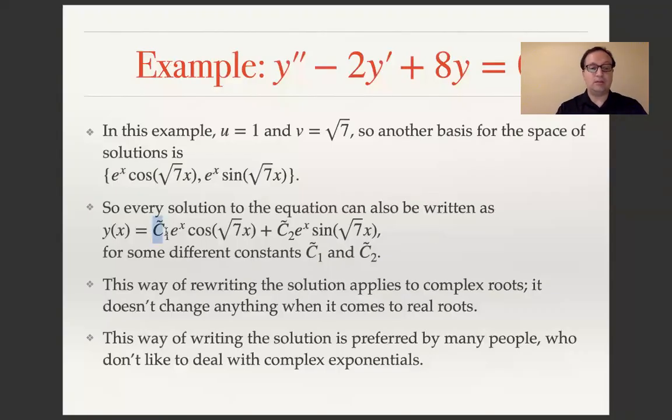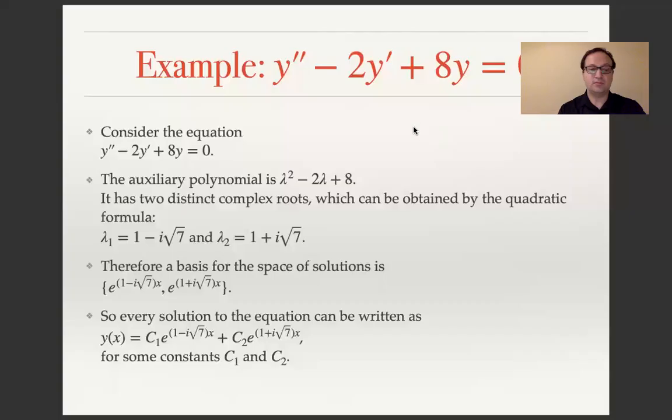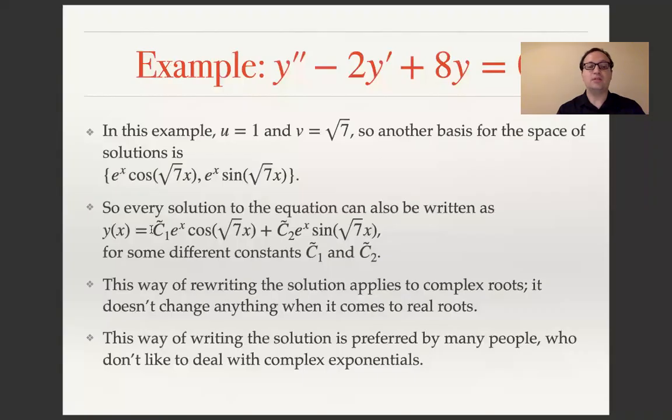Okay, and the constants c1 tilde and c2 tilde are not the same as those in the previous representation of the general solution. So here we have c1 and c2 times these complex exponentials. And again, there exists a very direct relation between c1 and c2 on one hand, and c1 tilde and c2 tilde on the other hand.